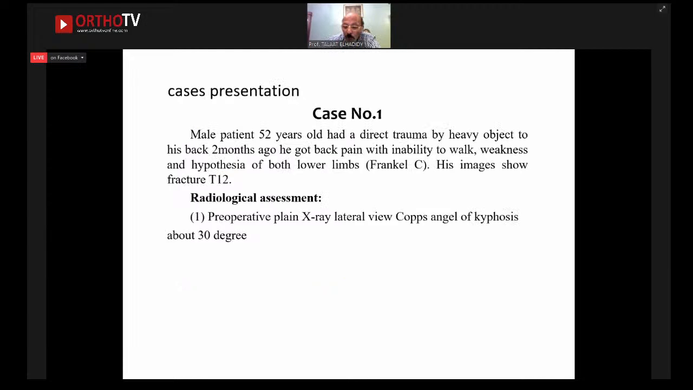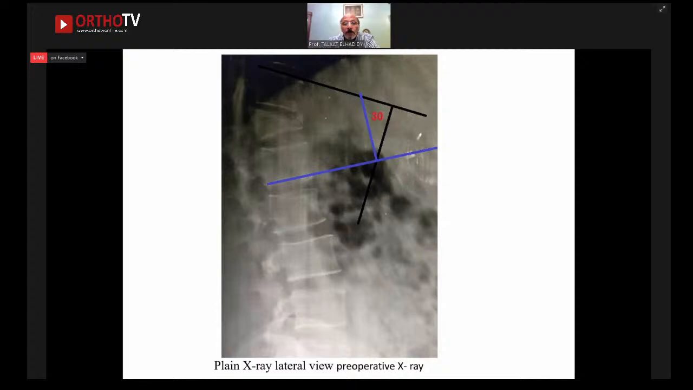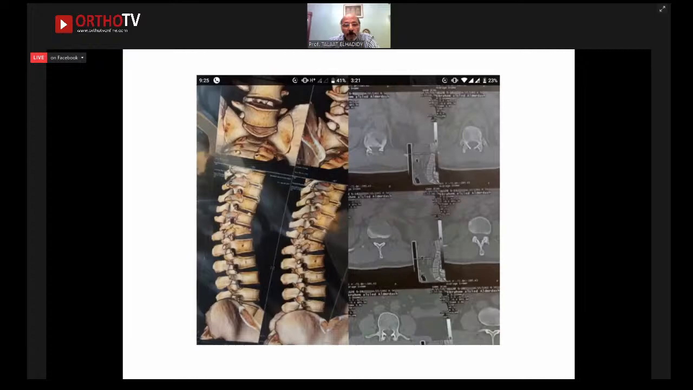I'm going to present a few cases. First case, a male patient, 52 years old, had a direct trauma when a heavy object fell on his back. Radiological examination, pre-op plain X-ray, 30 degree kyphotic angle. CT 3D, and there is some encroachment on the canal here.